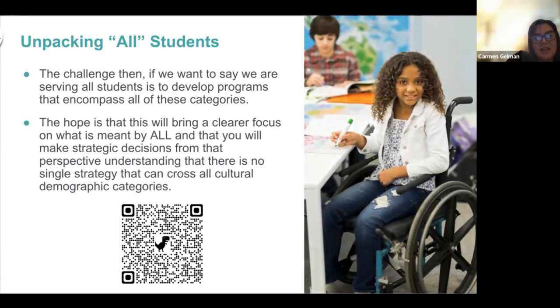The challenge then, if we want to say we are serving all students, is to develop programs that encompass all of these categories. The hope is that this will bring a clearer focus on what is meant by all, and that you will make more strategic decisions from that perspective, understanding that there is no single strategy that can cross all cultural demographic categories.